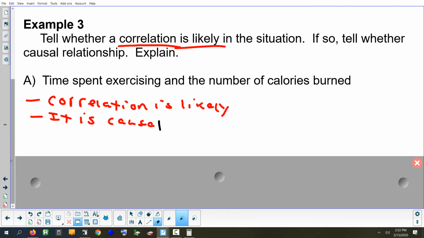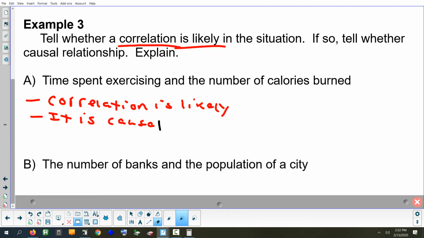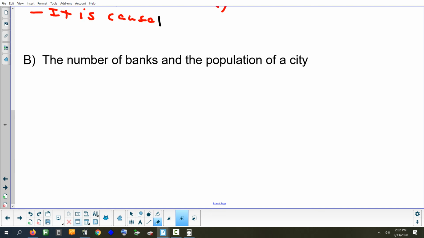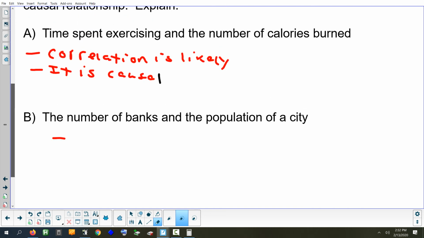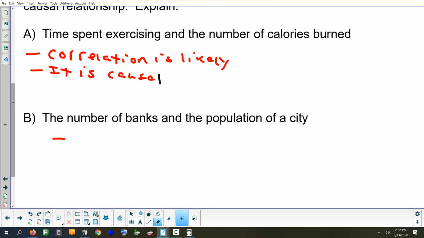So you can see it, one of those. Let's look at B. The number of banks and the population of a city. Do you think that there could be a connection between the size of a city and how many banks are in the city? Yeah, there could be. I would say if you looked at a big city like Boston, I bet there's more banks in Boston than there are banks in like Ashburn. Probably, right? So I would say that a correlation is likely.